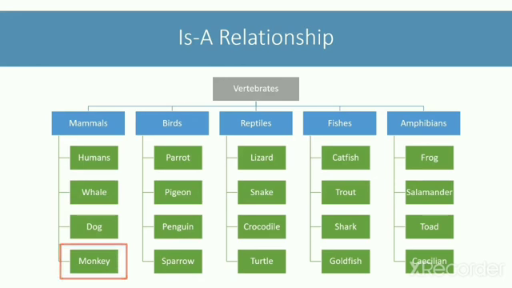Each one of these human, whale, dog, monkey is a mammal. This is another example of hierarchical is-a relationship where whale, in addition to its own unique characteristics and behaviors, inherits all the characteristics and behavior of mammals and vertebrates. Similarly, we can expand it for birds, reptiles, fishes, and amphibians as well.